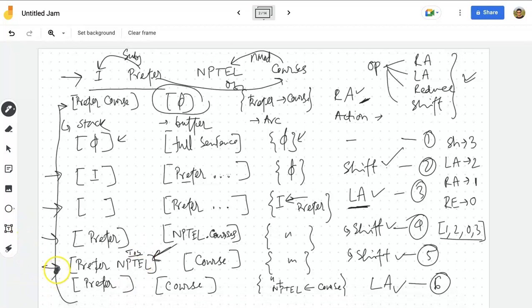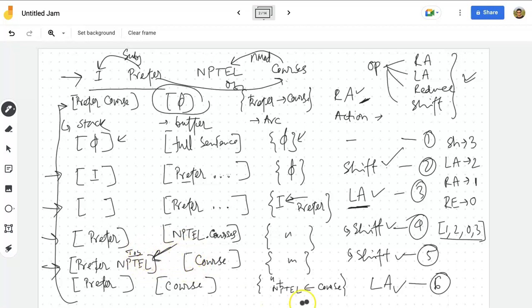Okay, so we are here. Prefer, NPTEL. Now the top of the stack is NPTEL, and the buffer is course. Is there any relation between the top of the stack and course? If you see our sentence, there is a relation between NPTEL and course. It is from course to NPTEL, so basically it's from buffer to stack. So it's a left arc.